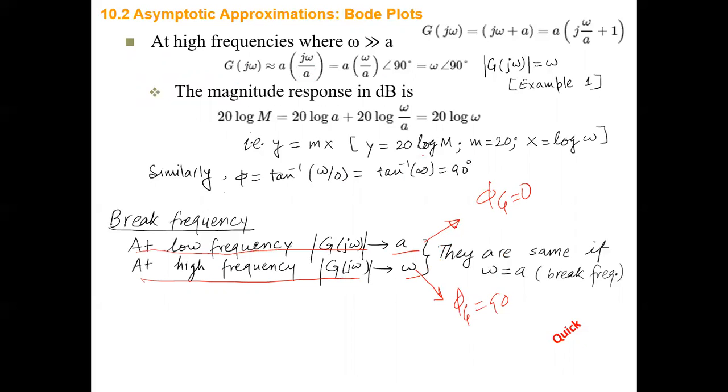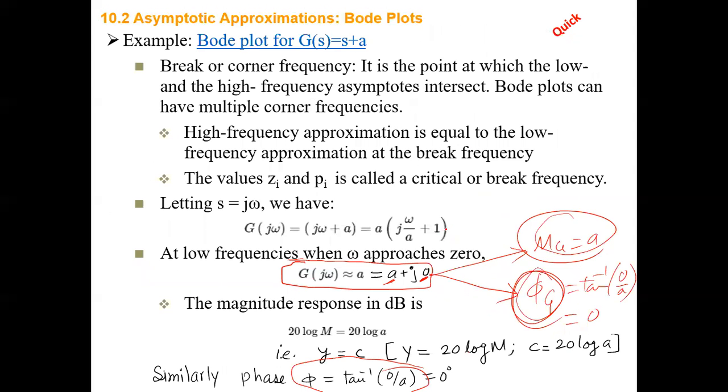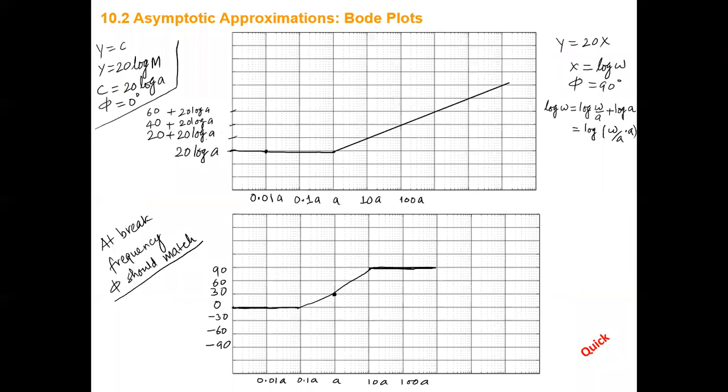Now, what is the break frequency? Omega equals A is the break frequency. Meaning, two asymptotes meet at the break frequency. From the lower end and from the higher end, they come and intersect at omega equals A. Let's do that.